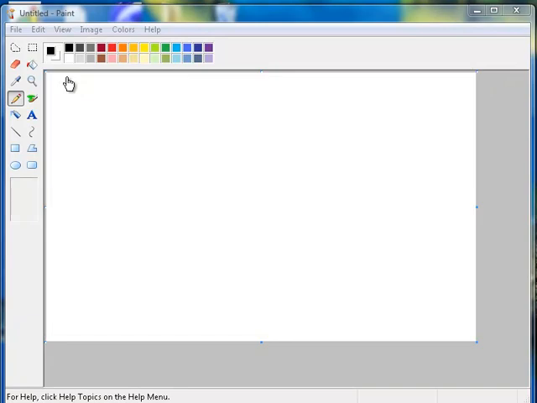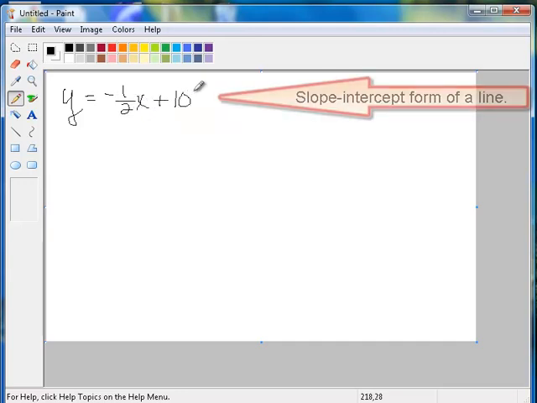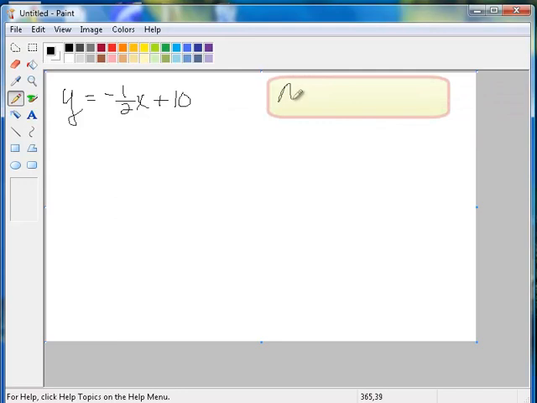Remember, an equation solved for y is in slope-intercept form. So the equation y equals -1/2 x plus 10 is in slope-intercept form. But we want to change this equation into standard form, or ax plus by equals c form.